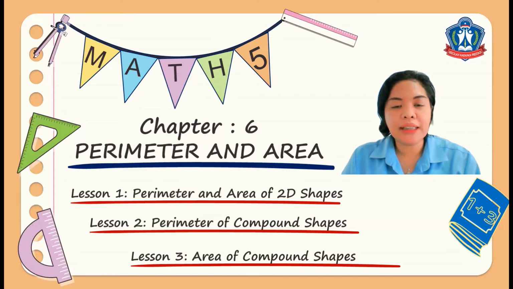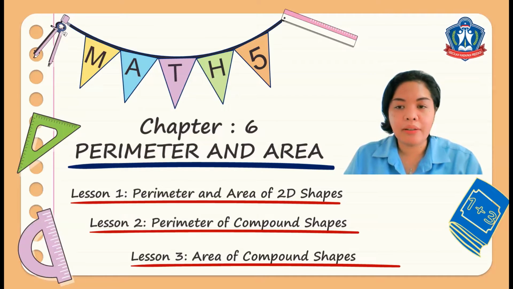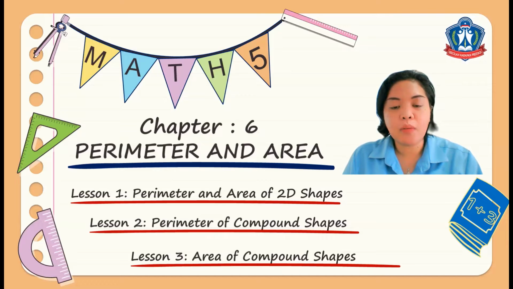Welcome to chapter 6. So in this video, you will learn about perimeter and area. In this chapter, we have 3 lessons. Let's start with lesson 1. We have perimeter and area of 2D shapes.